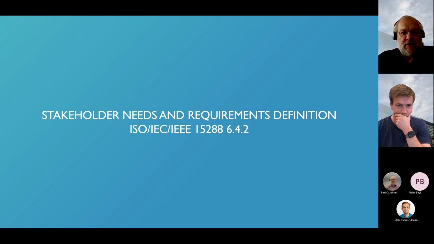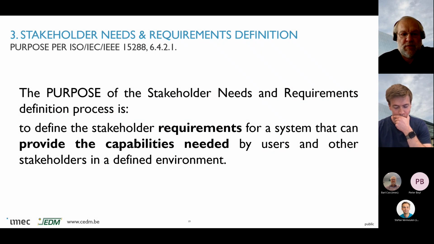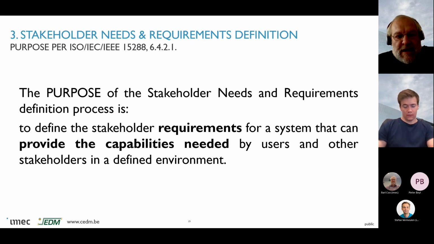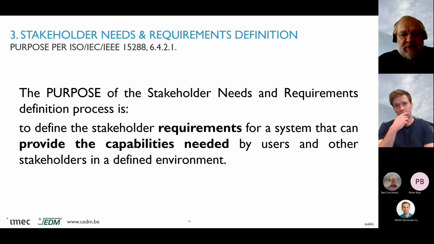Then we can go to the stakeholder needs and requirements definition, the second technical process. The purpose of that one is to define the stakeholder requirements for a system that can provide the capabilities needed by users and other stakeholders in a defined environment. So the ultimate goal is to clearly define the requirements of the stakeholders, and this needs to address their needs. That's the whole purpose of this technical process.